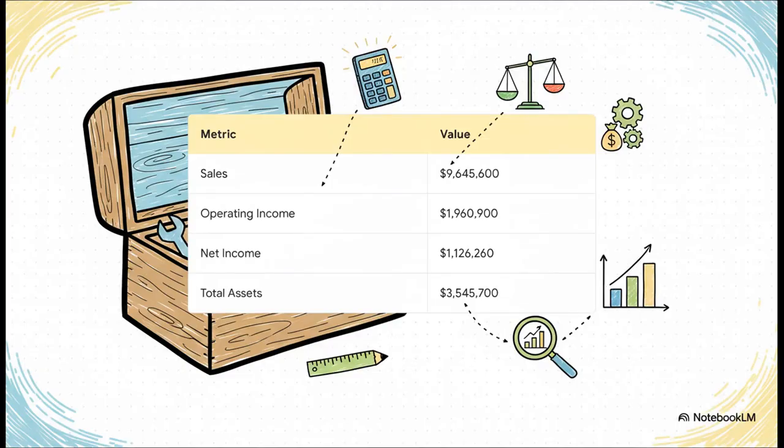So to see how this works, let's use a quick example. Our fictional Acme construction company. This table shows their key numbers for the year. Now, to calculate their return on assets, we only need to pull two numbers from this list, their net income and their total assets. Let's see what that looks like.